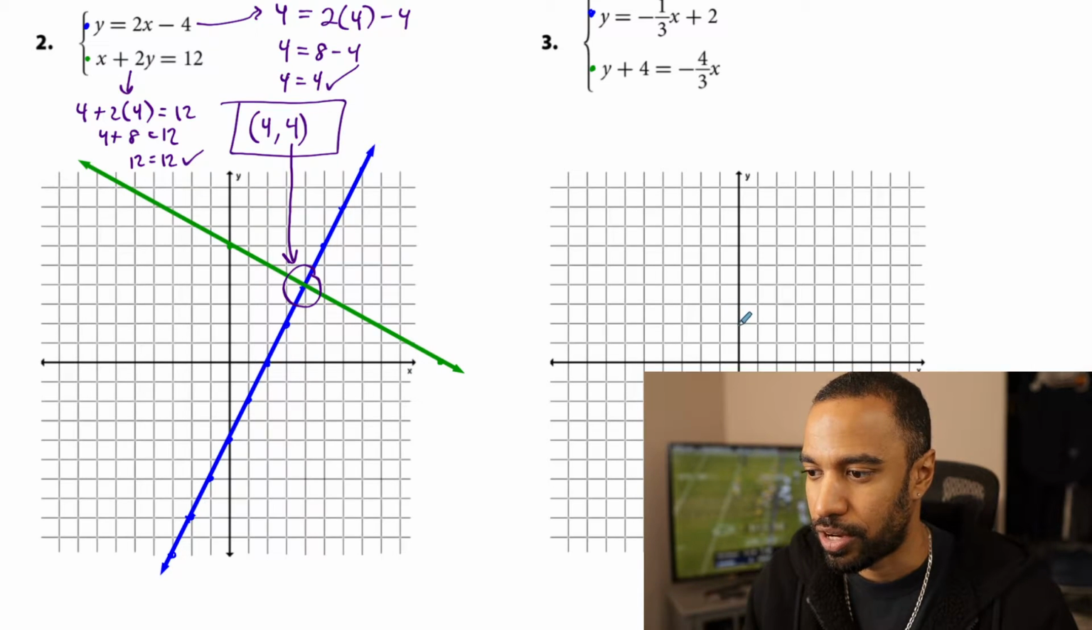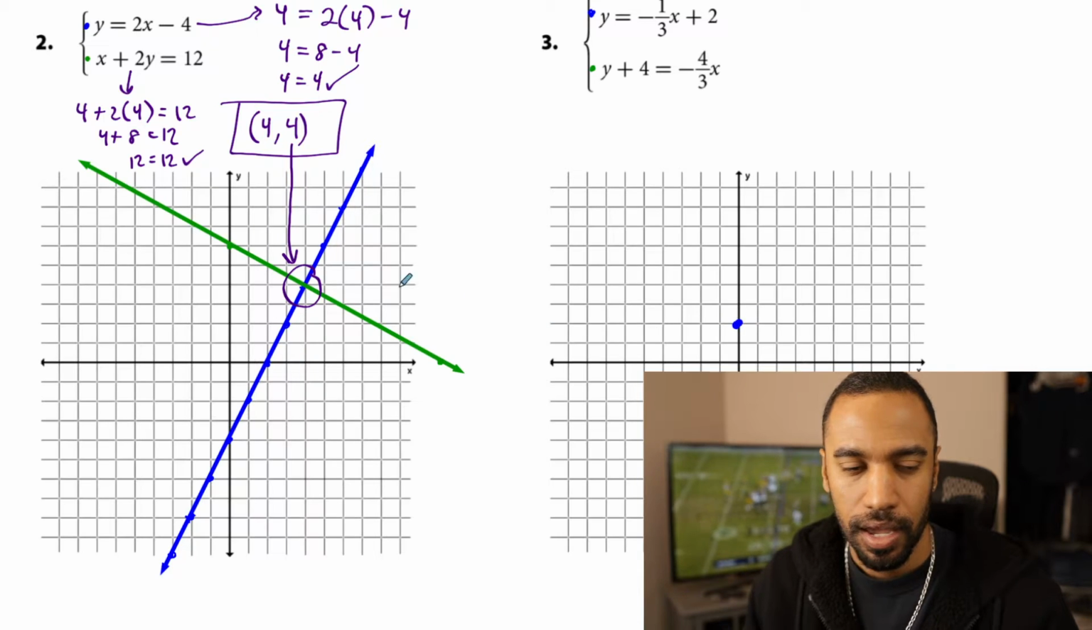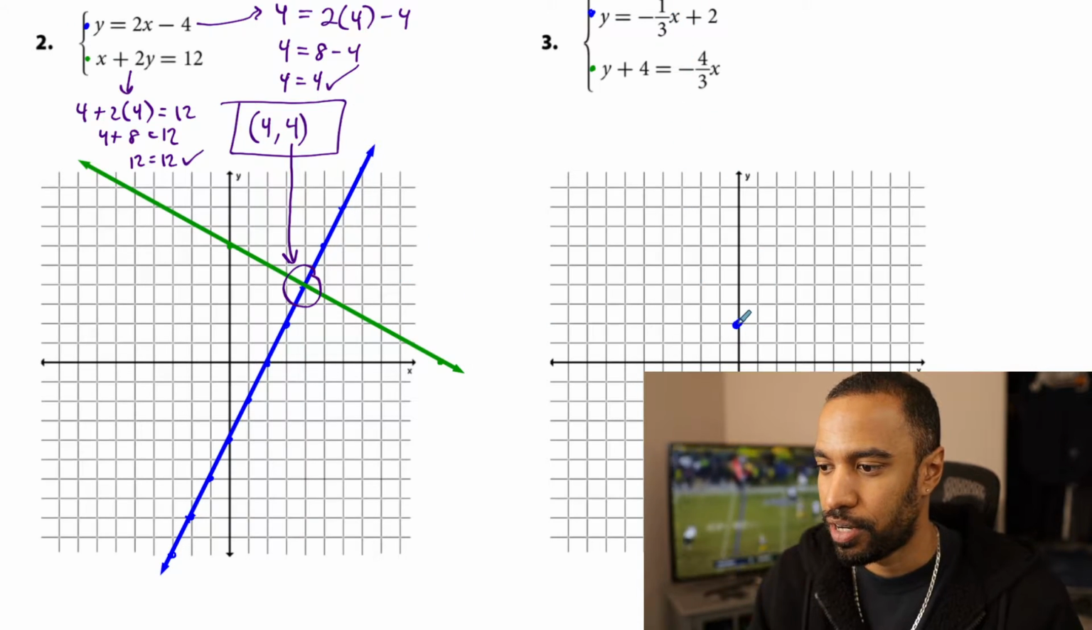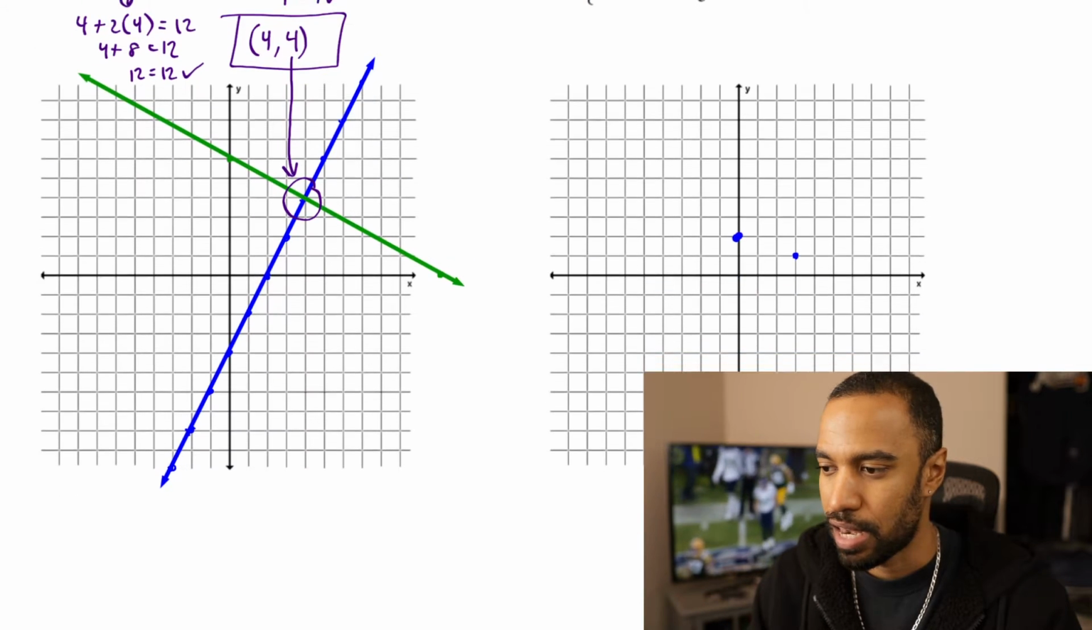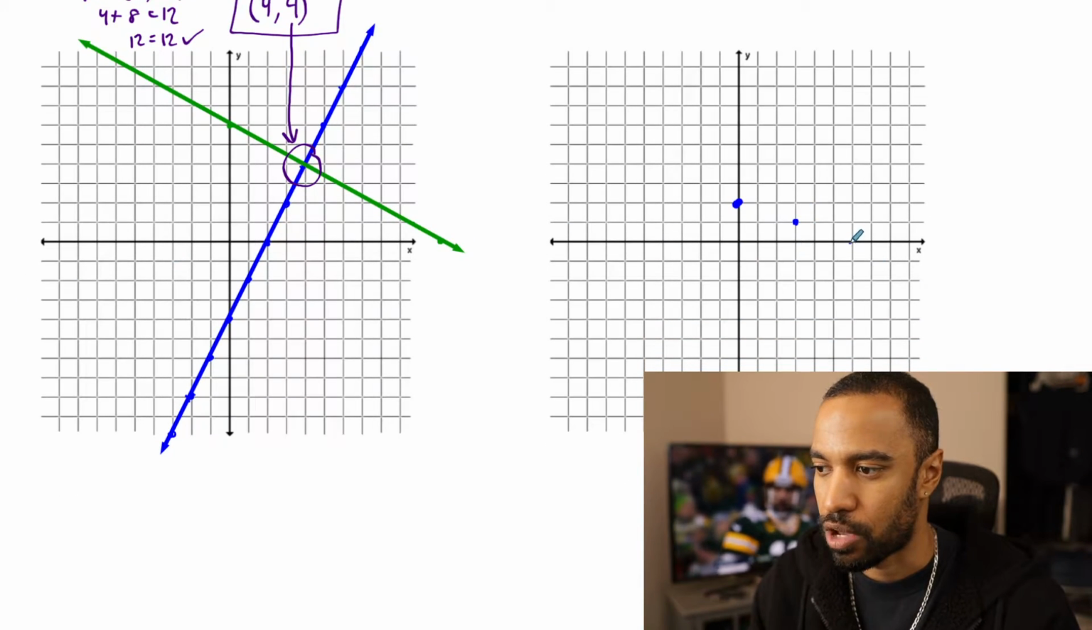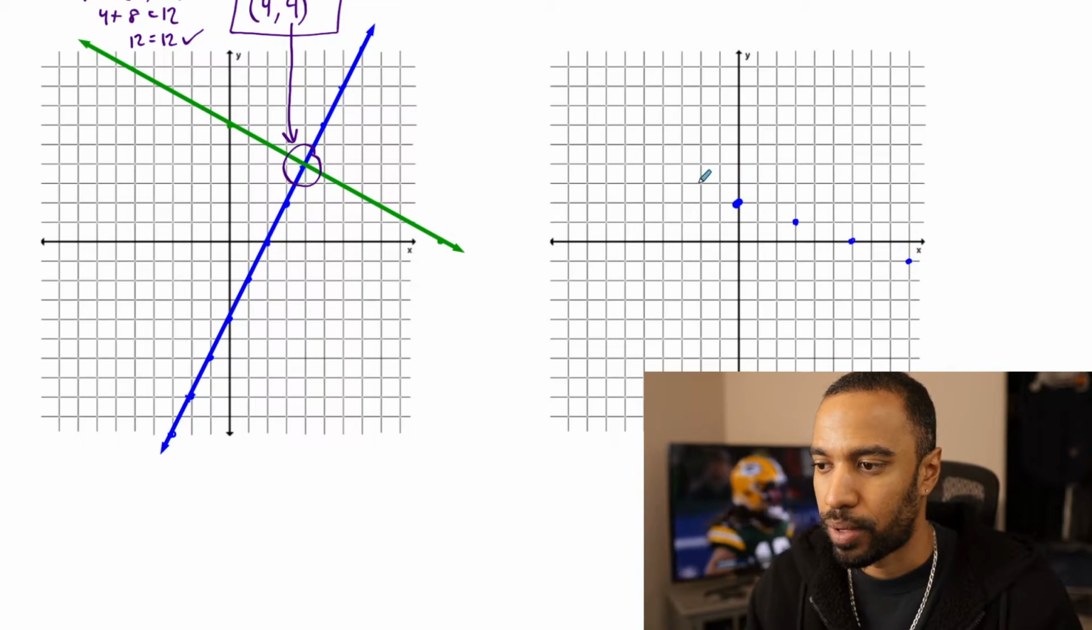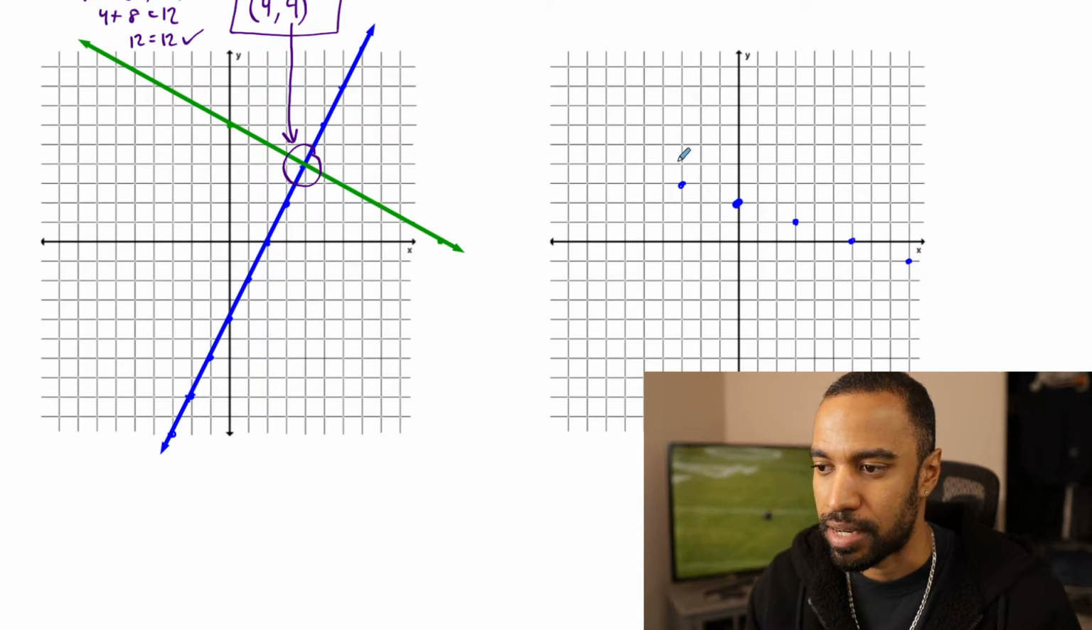Y equals negative 1/3 x plus 2. I start at 0, 2. Okay, and then I'm going to go negative 1/3 is going down 1, right 3, something like that, plotting that point. And negative 1/3 x, I think you remember that. So down 1 over 3, down 1 over 3, etc. If I go up 1, left 3, I'm kind of continuing that same idea of that path.